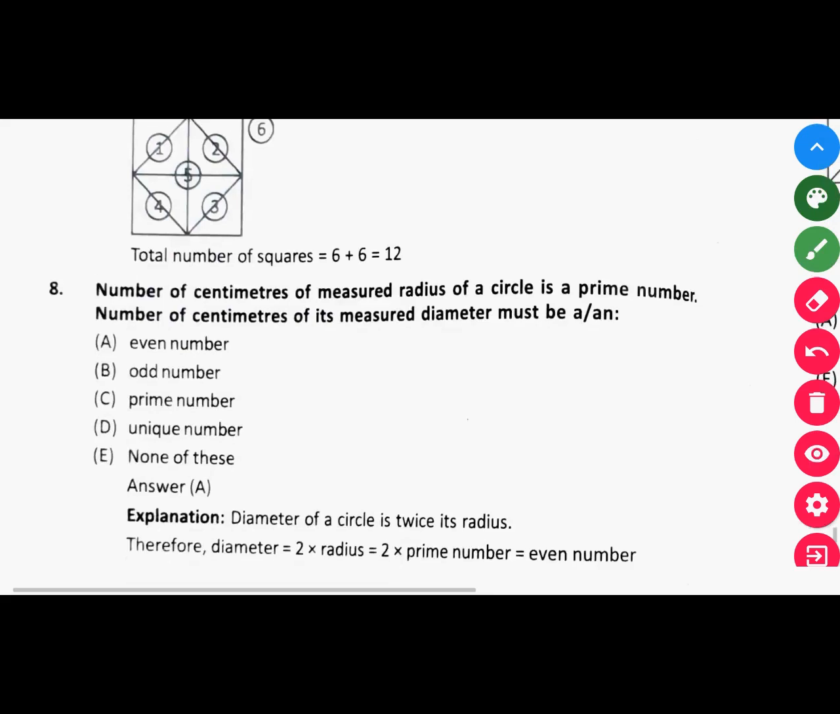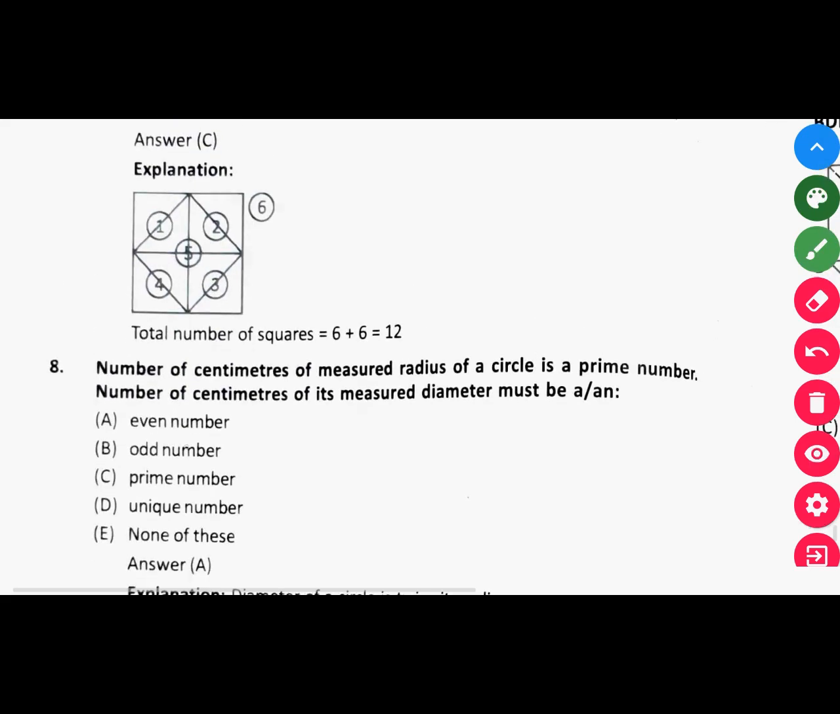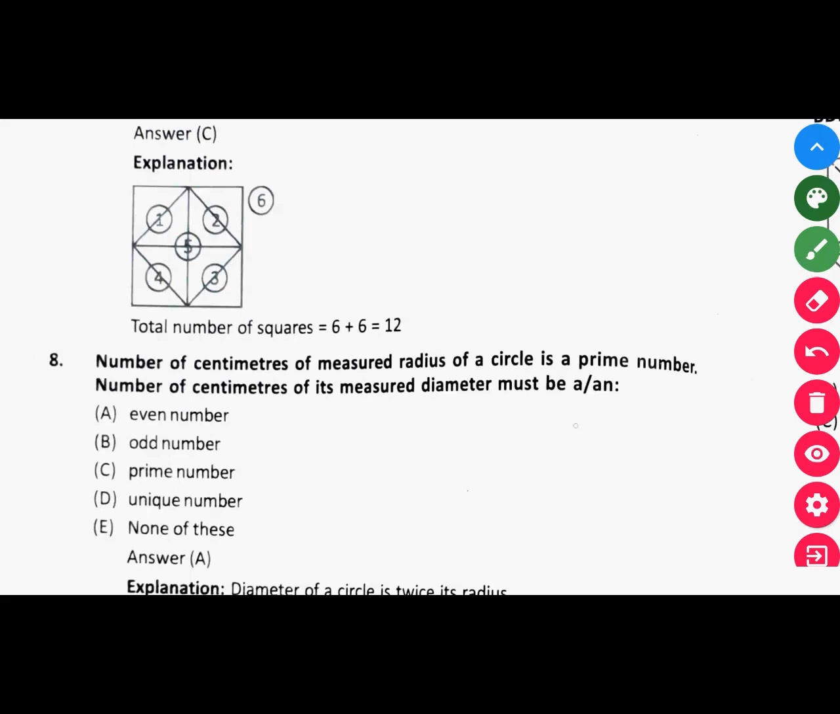Now the next is: number of centimeters of measured radius of the circle is a prime number. Number of centimeters of its measured diameter must be n. Now see, if a circle has a certain radius, and if the radius is a prime number, what is meant by prime number? The number which can be divided by itself and 1 is known as prime number.